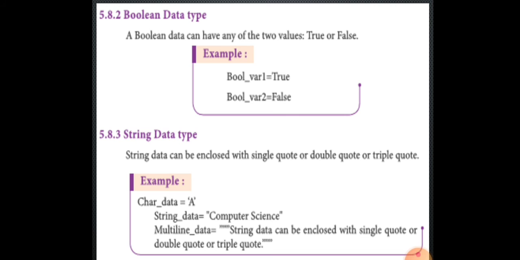True means 1, false means 0. Okay, see the example: bool_variable1 is equal to true. Why are we using underscore? Underscore is the only valid special symbol used in variable names.